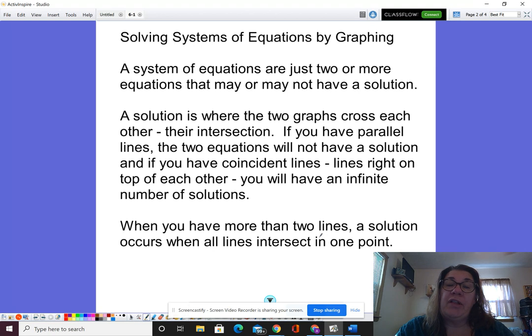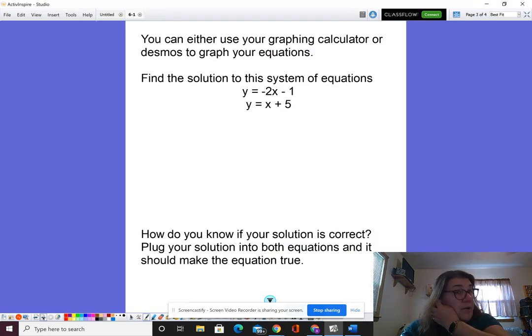So when you have more than two lines, if you have 3 lines or 4 lines, a solution occurs when all the lines intersect in a single point. So you won't have two solutions because 2 lines intersect one place and another 2 lines intersect another place. They all have to intersect in the same place in order to be a solution.